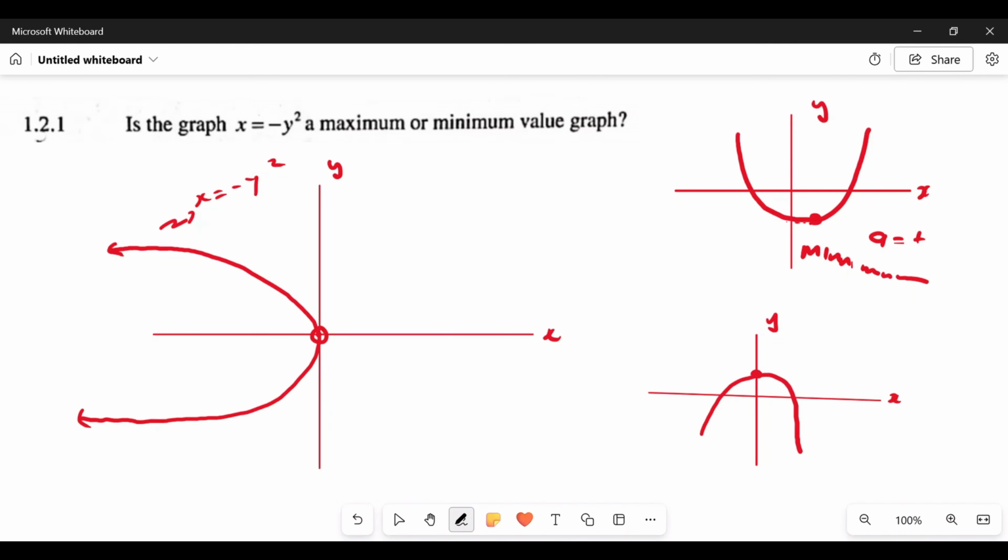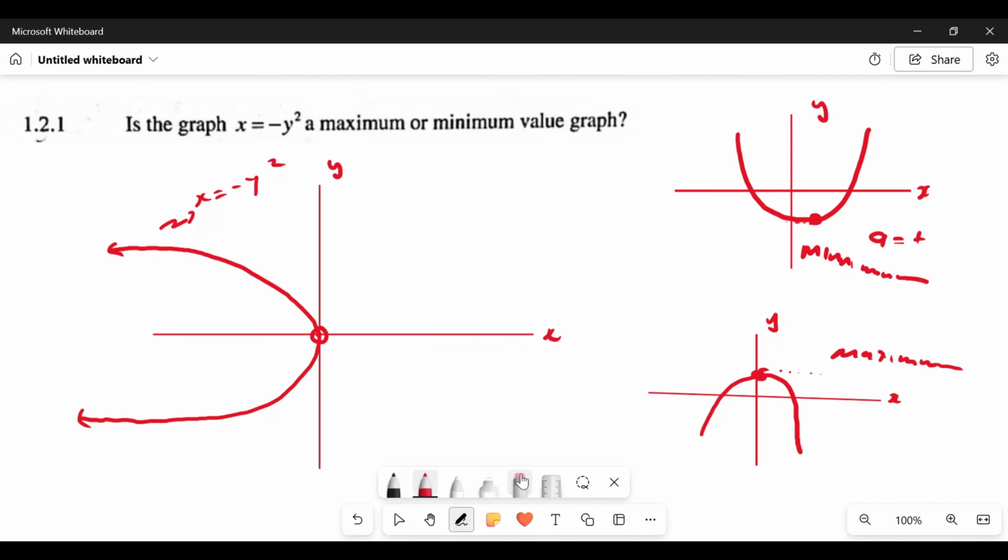When it's facing downwards like this, as you can see, we're also going to look at the y value. The highest y value we can ever have here is the y value of the turning point on this graph. So this is going to be a maximum value. We look at the y coordinate of the turning point, which is the biggest. It is the maximum, because from the turning point the y value decreases. So this we say is the maximum.